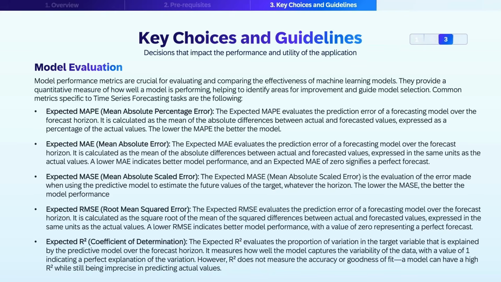Expected R squared. The expected R squared evaluates the proportion of variation in the target variable that is explained by the predictive model over the forecast horizon. It measures how well the model captures the variability of the data, with a value of 1 indicating a perfect explanation of the variation. However, R squared does not measure the accuracy or the goodness of fit. A model can have a high R squared while still being imprecise in predicting actual values.